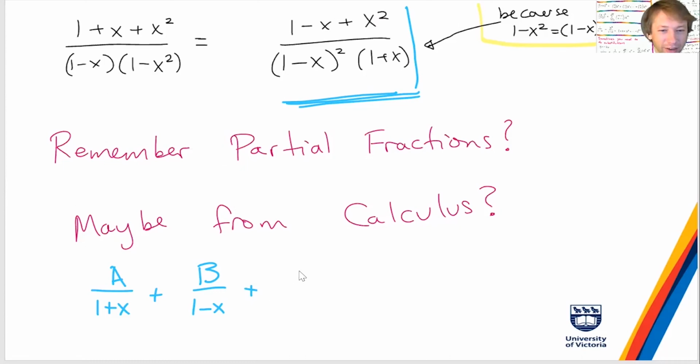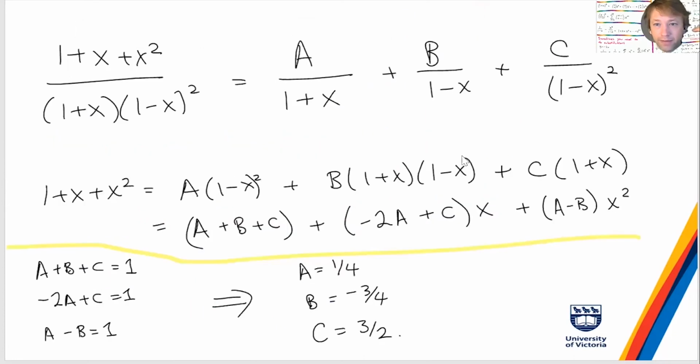And then how did it work? C over 1 minus x squared. Remember, if you have something on the bottom and then something else where it's squared, you do 1 plus x, 1 minus x, 1 minus x squared. I think that's how it works, right? So this can be written like that. Okay, and then you want to solve for a and b and c.